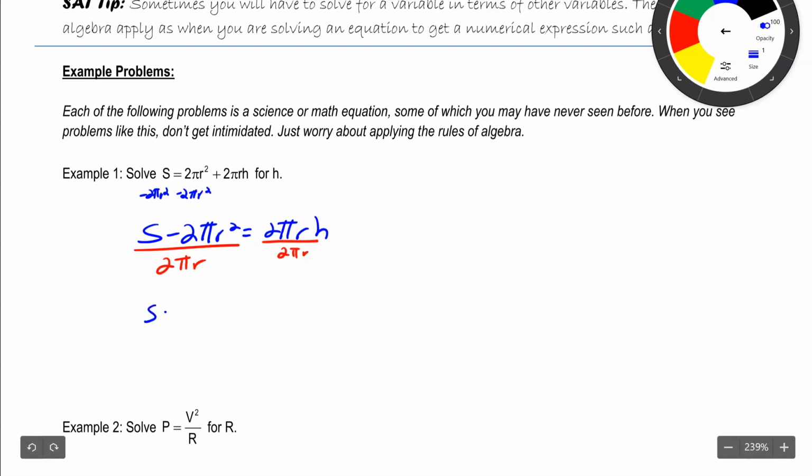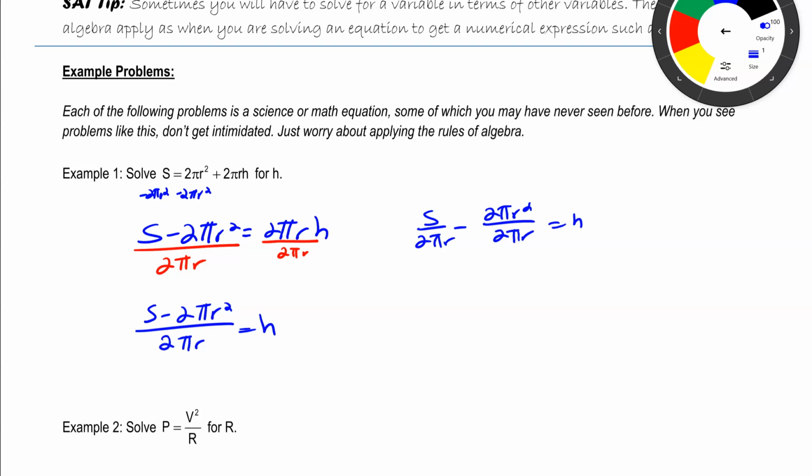So my equation would be S minus 2 pi r squared over 2 pi r equals h. And that is perfectly fine. But this could potentially be simplified, especially if it's a multiple choice question. It's going to be simplified maybe in a different manner. So let's practice that. So what we could do is we could actually split this into two fractions. So S over 2 pi r minus 2 pi r squared over 2 pi r equals h. So I just use a property of fractions to split the left side there into two separate fractions.